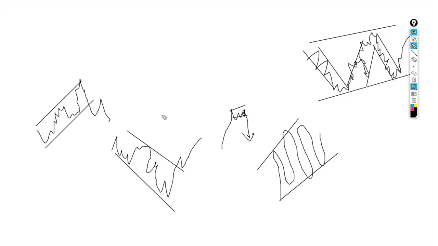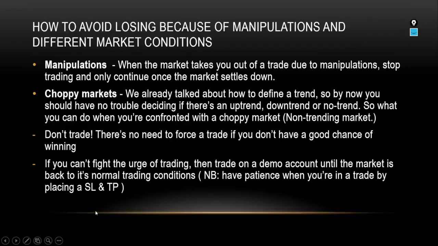These are just examples of how the market moves and how we use these trends in order to achieve high probability trading setups, right? We need to find these trading setups in order to actually have a high winning streak. So now, how to avoid losing because of manipulations and different market conditions. Manipulations is when the market takes you out of a trade due to manipulations. Stop trading and only wait once the market settles down. As I told you guys, there is time to trade and there's time not to trade.